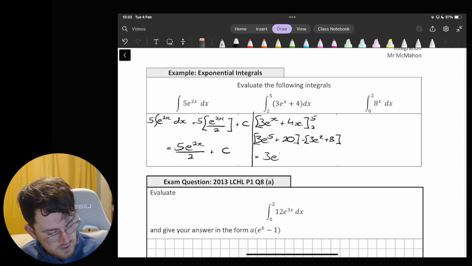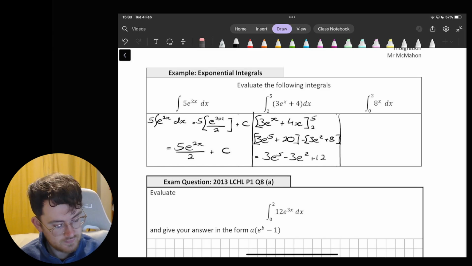So that's 3e to the power of 5 minus 3e squared plus 12. Okay, and that's our overall answer for that, or plus 12, sorry, I'm correct. Okay, so continuing onwards then to the last example here.